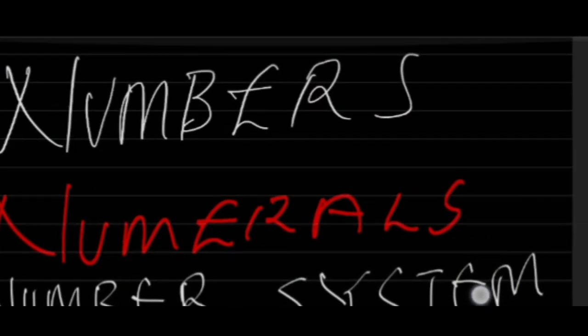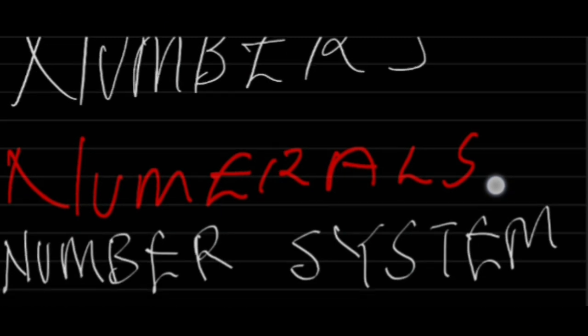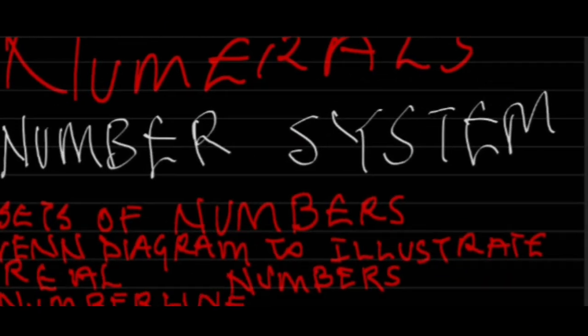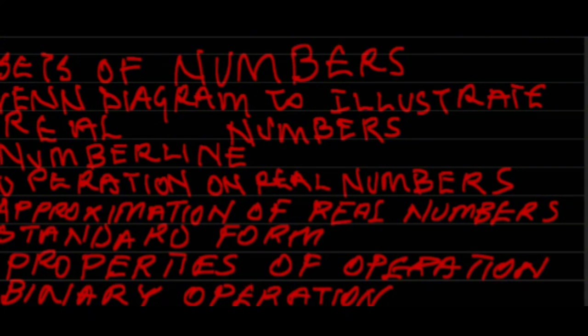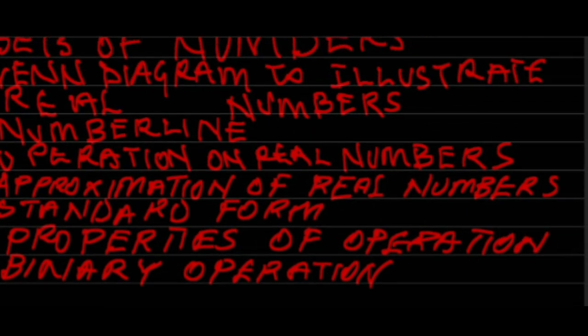and that is numbers and numerals, and then we will move on to study number systems, and these are some of the subtopics we'll be studying. We have sets of numbers, Venn diagram to illustrate real numbers, number line. We will also look at operations on real numbers, approximation of real numbers. We will also look at standard form, also known as scientific notation. We will also study properties of operation, and lastly we will look at binary operation.